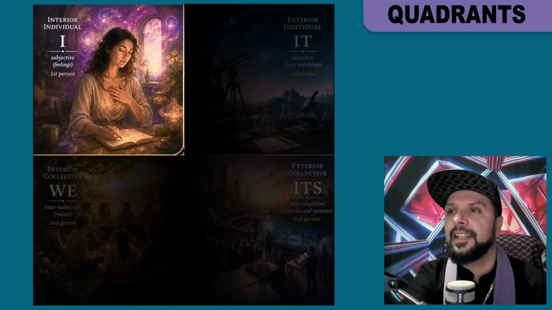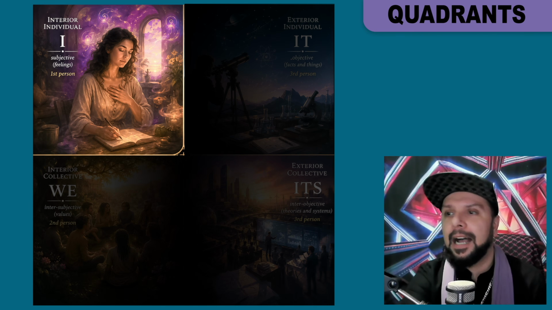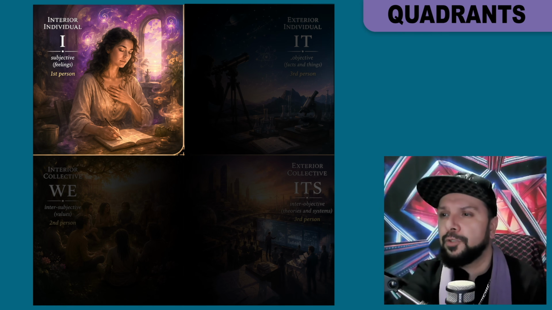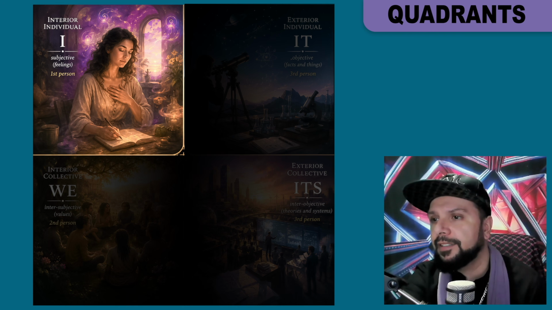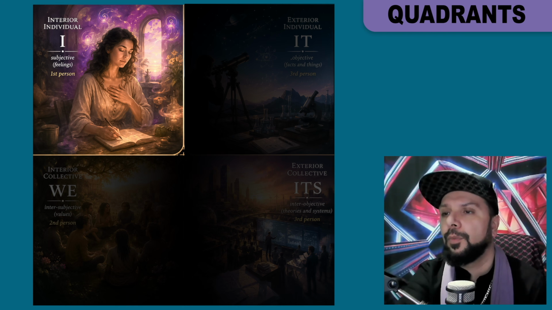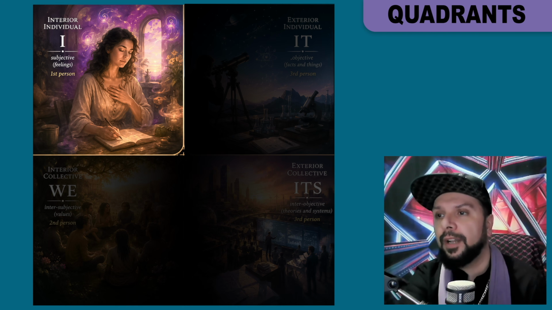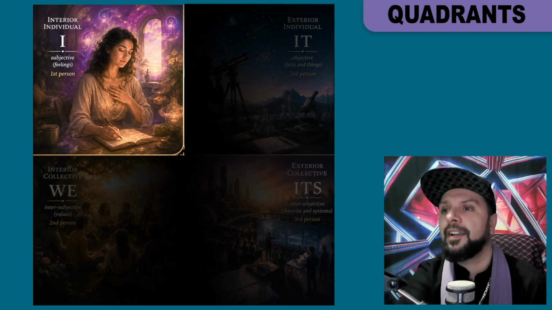Upper left is interior individual. It is I language. I feel this, I like this. Self and consciousness, intentions, subjectivity, contemplation, shadow, psychology, life practice. Purpose, values, calling, what I like, what I feel, what I value, what I intend, and it's known by felt experience.